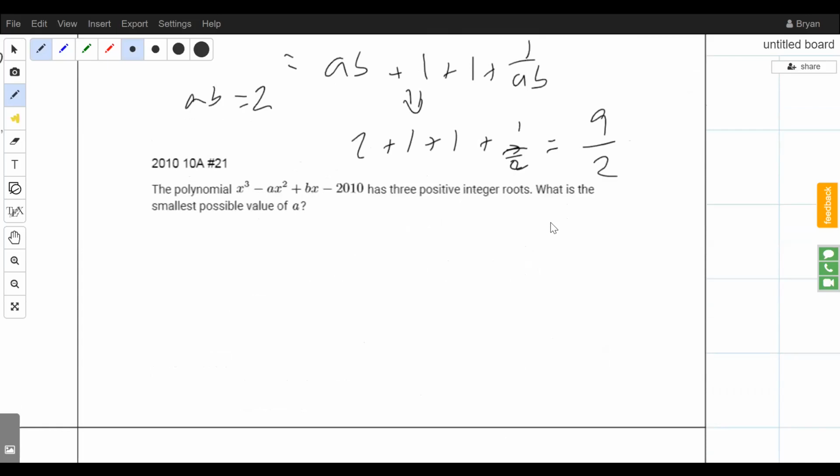I'll let you guys read it. The polynomial x cubed minus ax squared plus bx minus 2010 has 3 positive integer roots. What is the smallest possible value of a? So does anyone have any ideas of how to do this problem? You can just private message me suggestions. Difference of cubes is not an option here because there's only one cube.